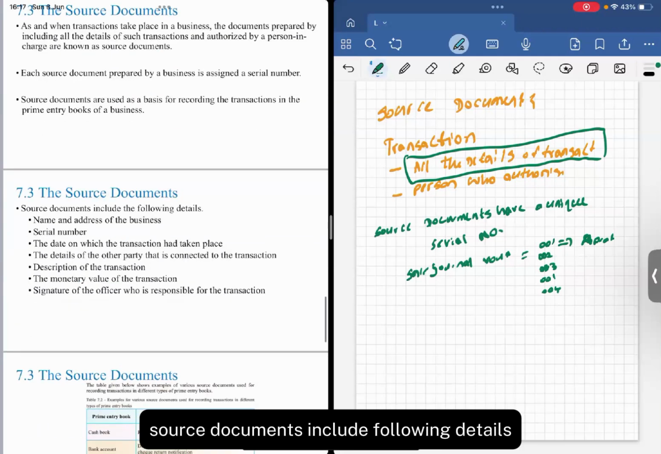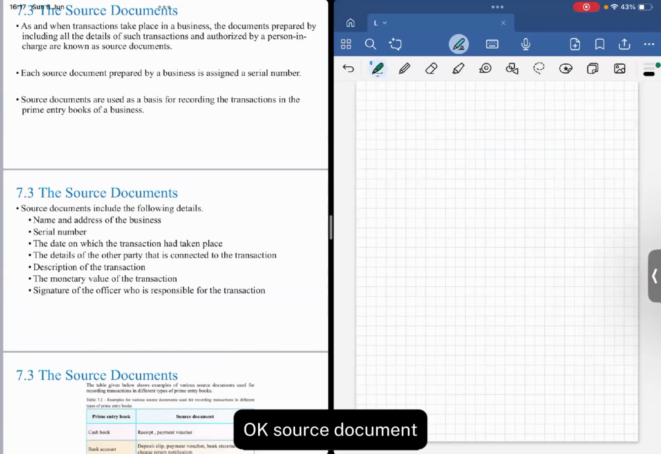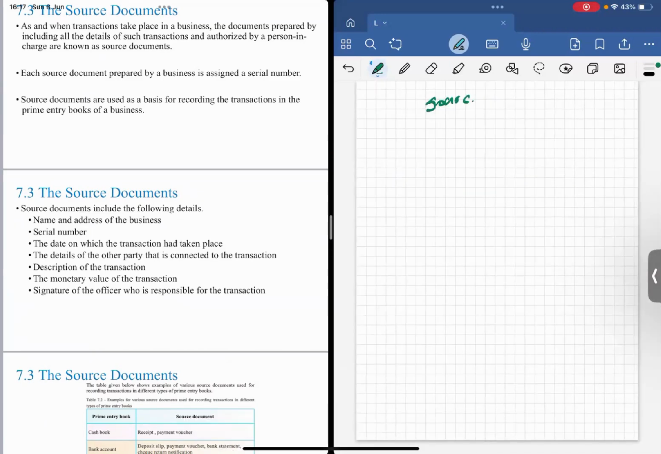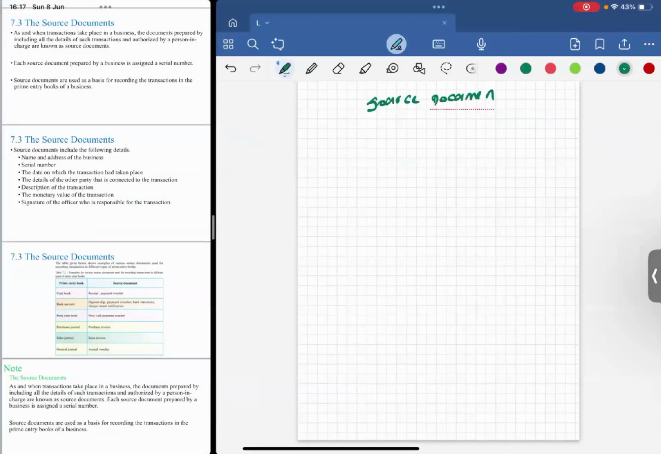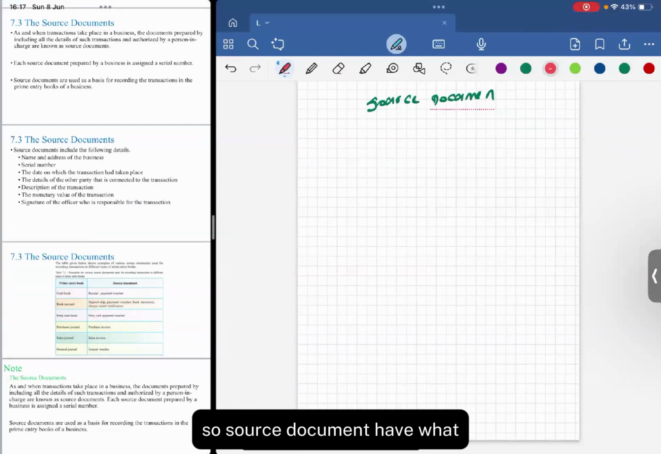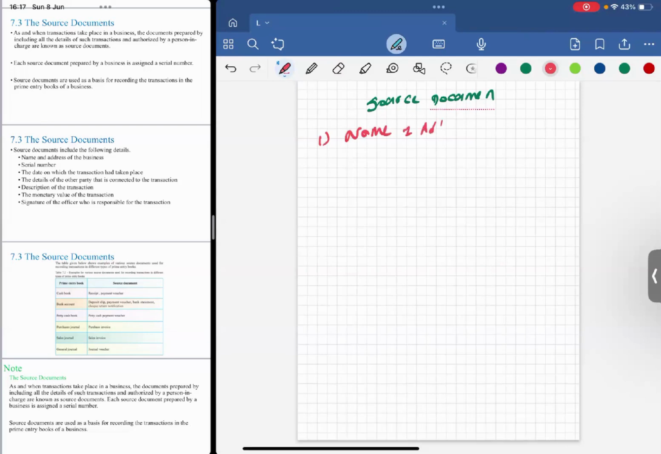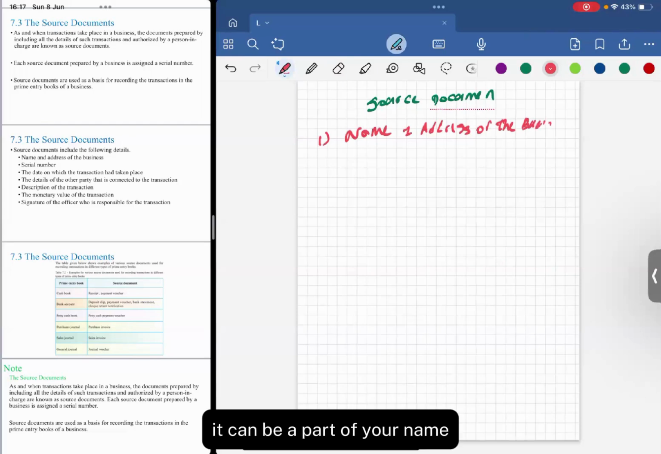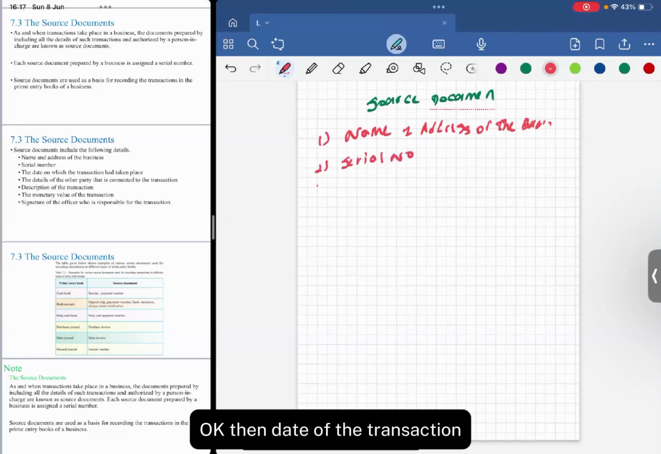Source documents include the following details. The name and address of the business. Then it has the serial number. Then the date of the transaction.